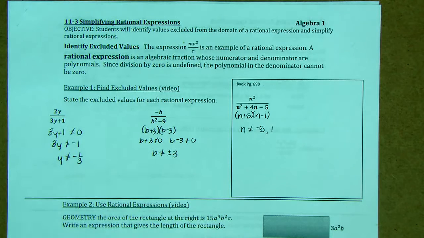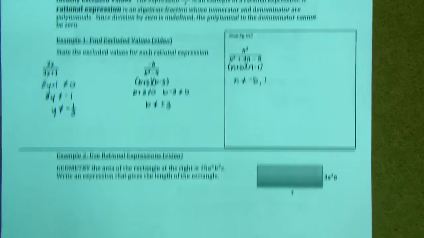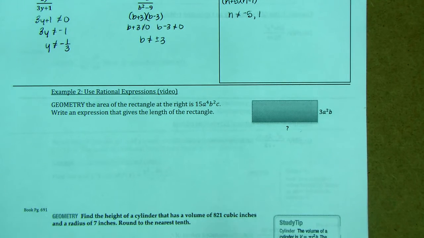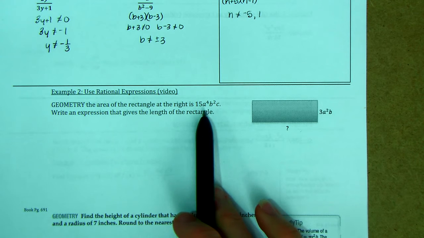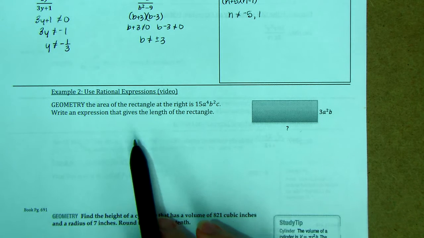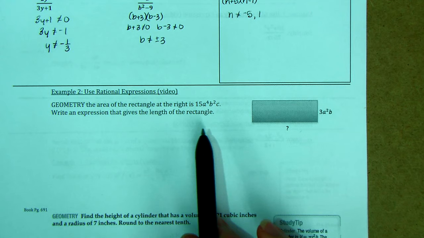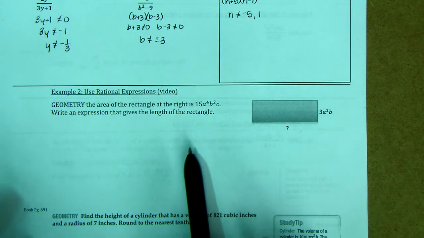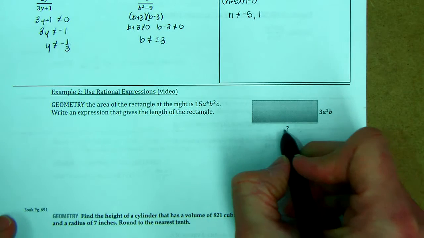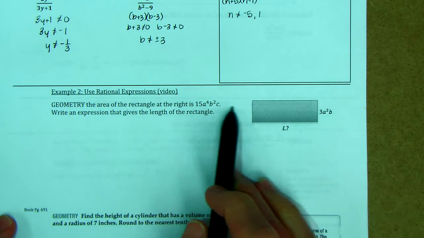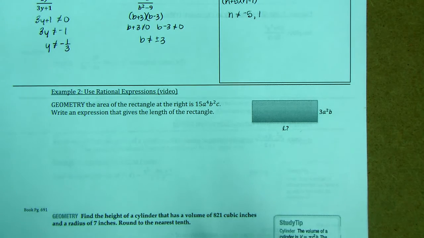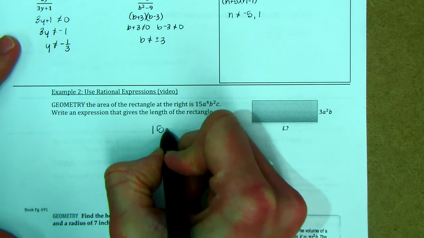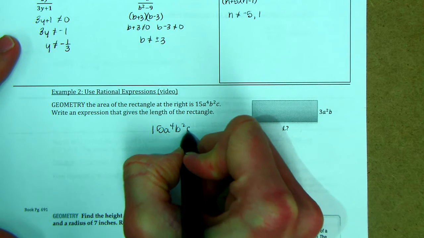Okay, so now right here we're going to use our rational expressions. The area for the rectangle is 15a to the 4th b squared c. Write an expression that gives the length of the rectangle. Okay, so if we have the width, what would the length be? Well, we take our area and we divide it by our width. So we've got 15a to the 4th b squared c, and we're going to divide that by the 3a squared b.